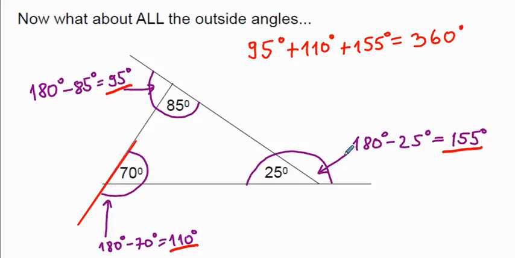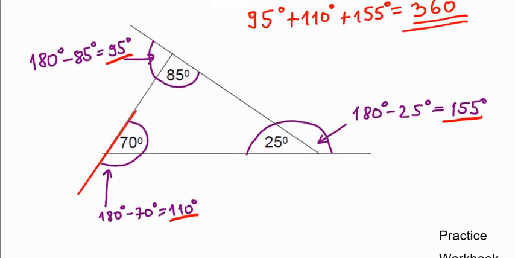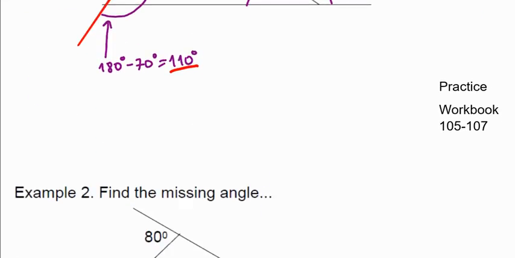All external angles, outside angles, if you add them up, so three outside angles, they will always add up to 360 degrees. So inside ones add up to 180, inside angles, 180, outside add up to 360. And that's kind of another rule that we can use.